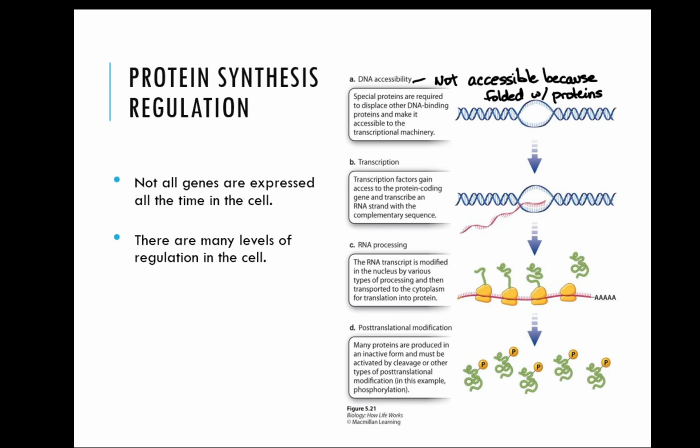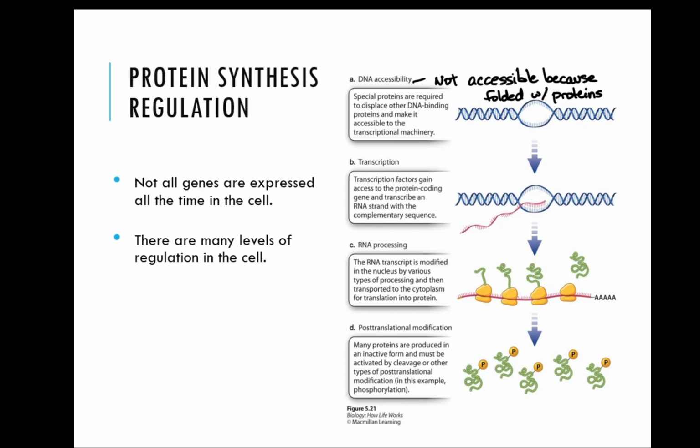Okay, this modification takes place mostly in the Golgi. We can add sugars, we can add lipids, all kinds of stuff. You can add modified amino acids. All kinds of things can go on. So even after a protein is made, that may not be the final protein, because it may go through a lot more processing.